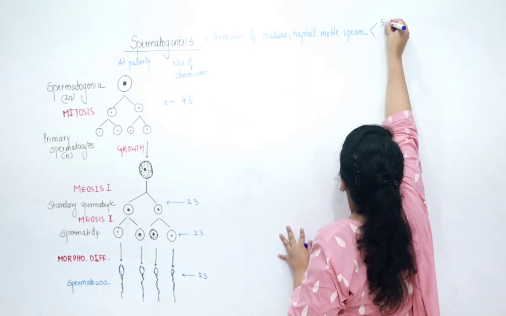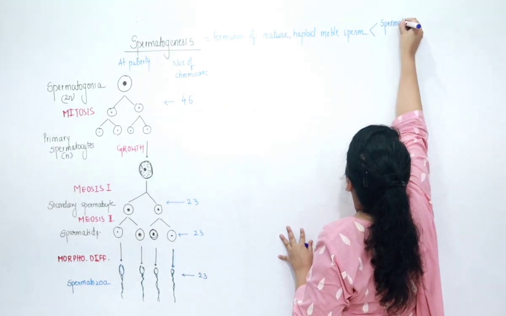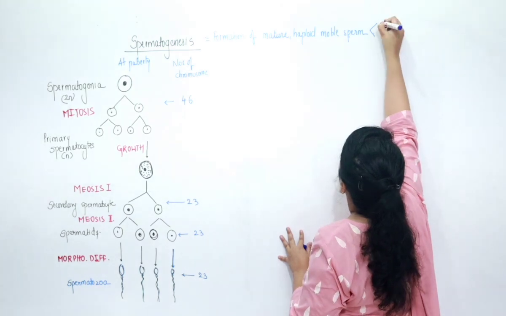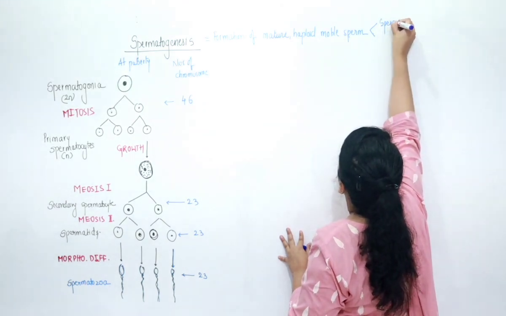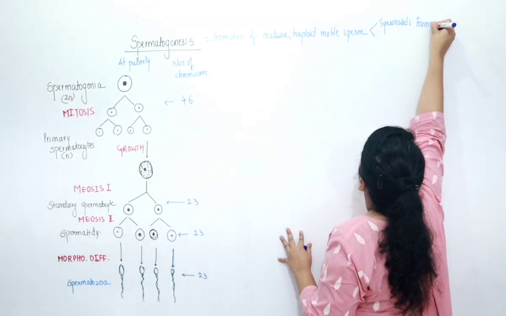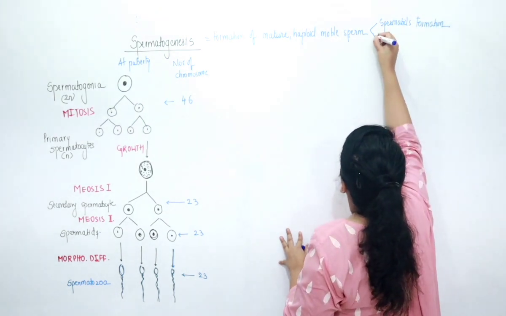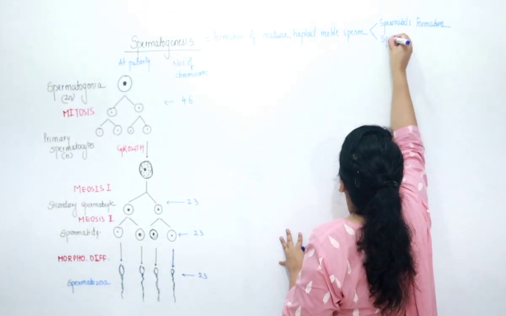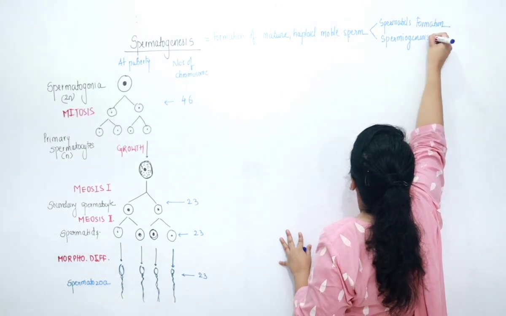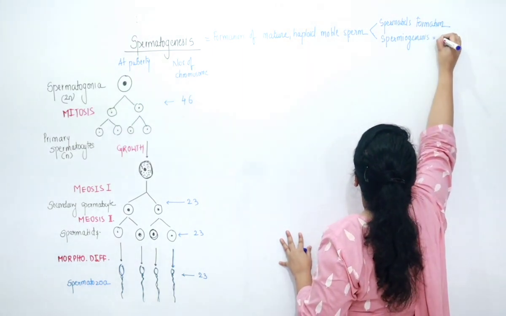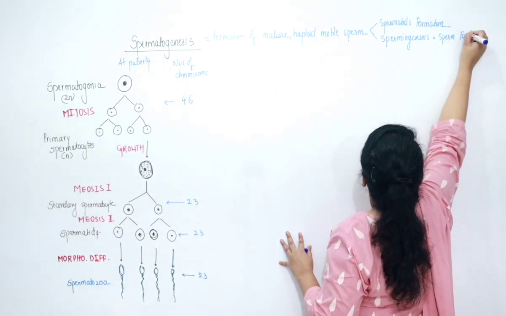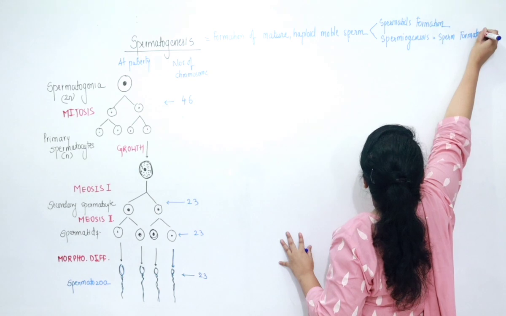The first is known as the formation of spermatids. So the first phase is formation of spermatids. So I'll write that, spermatid formation. And the second phase is known as spermiogenesis. What is spermiogenesis? We know that it is sperm formation, with the head and tail, right? So we will see this phase in detail.